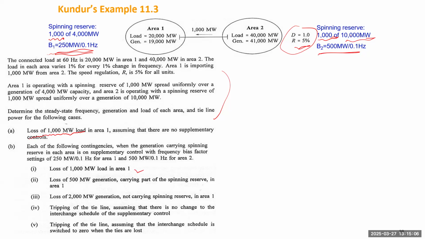And starting from the second sub-question, we consider loss of generation that can carry part of the spinning reserve, which means the spinning reserve may or may not be lost due to this contingency. Later there can be more loss of generation not carrying spinning reserve. So that one can encounter situations of whether the spinning reserve is enough to mitigate this loss of generation. If it's not, the frequency may not go back to 60 Hertz.